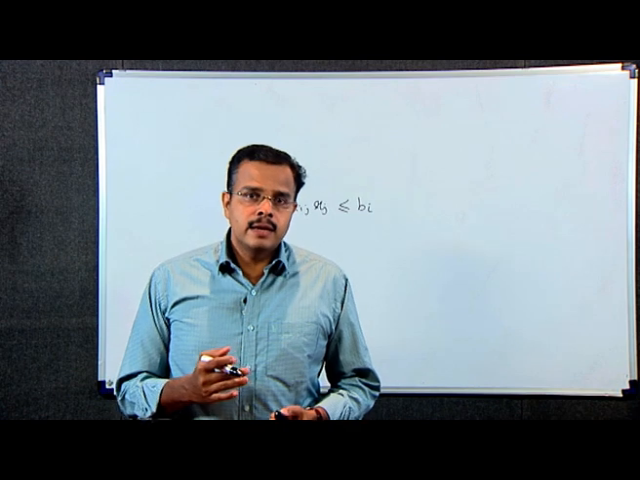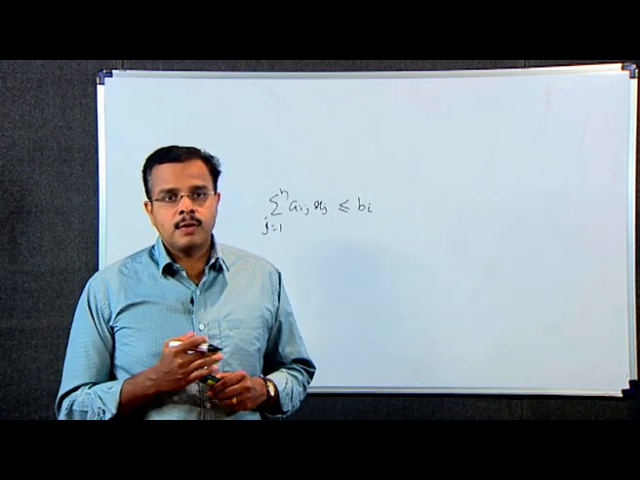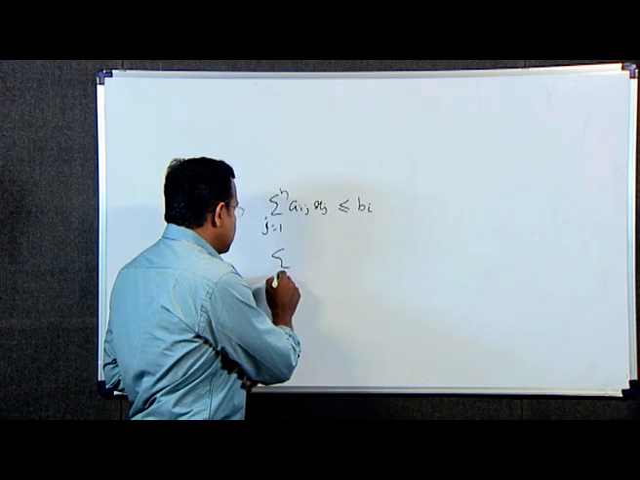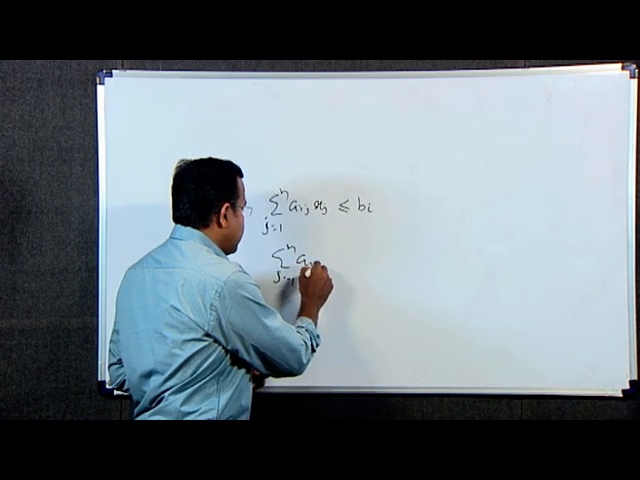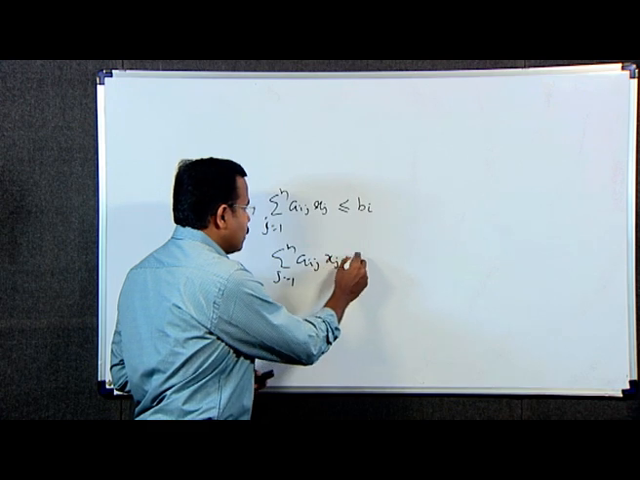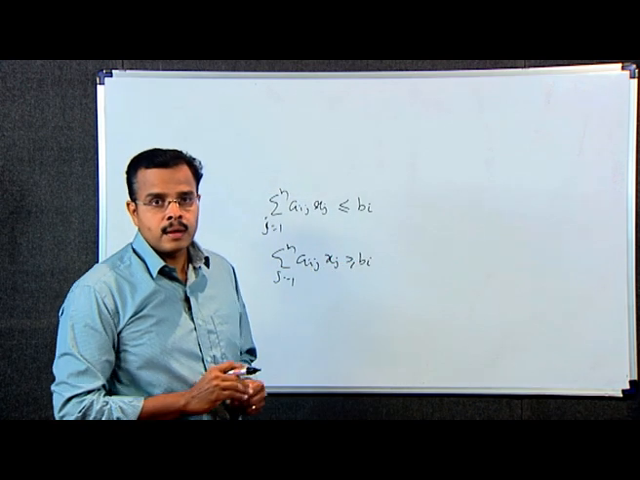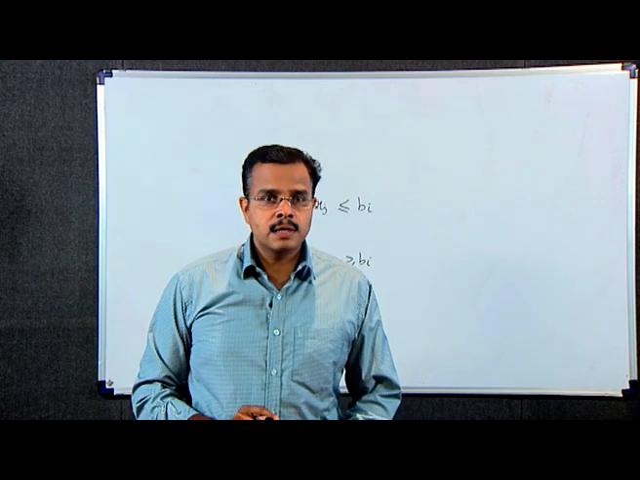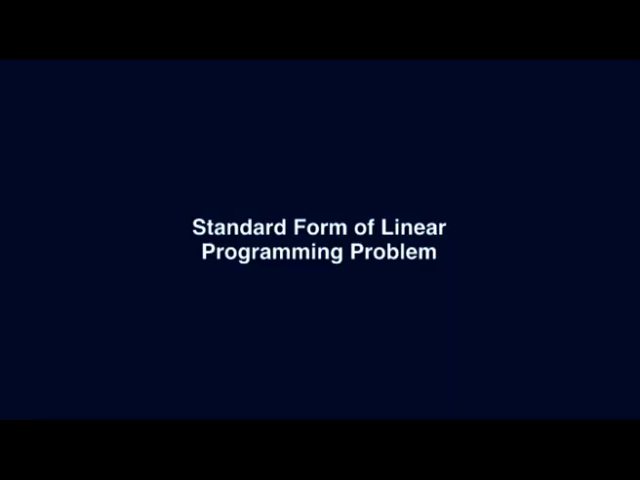In a similar way, the non-negative variable subtracted from the left hand side of an inequality of the form summation j from 1 to n a_ij x_j greater than or equal to b_i, for converting it into an equality, is called a surplus variable. Next is the standard form of linear programming problem.